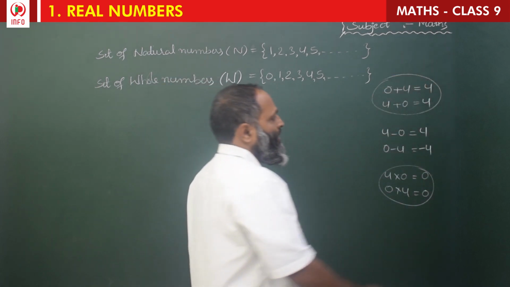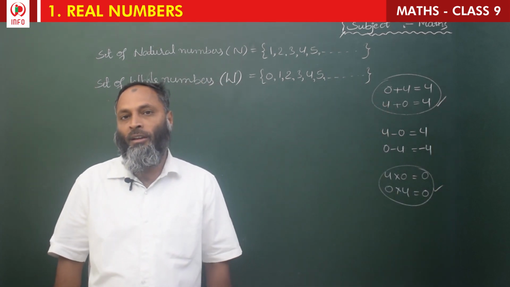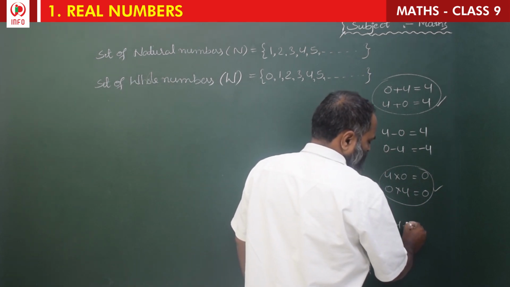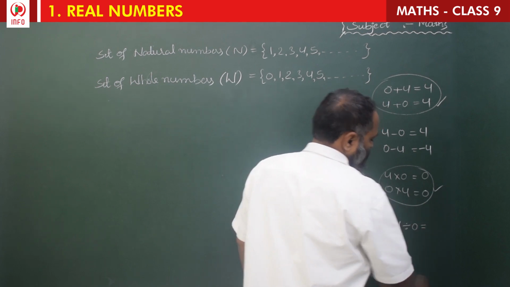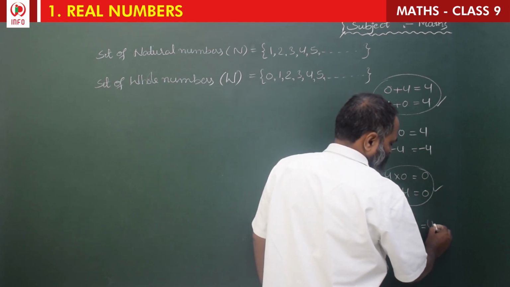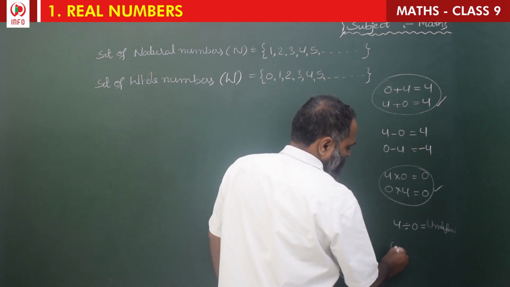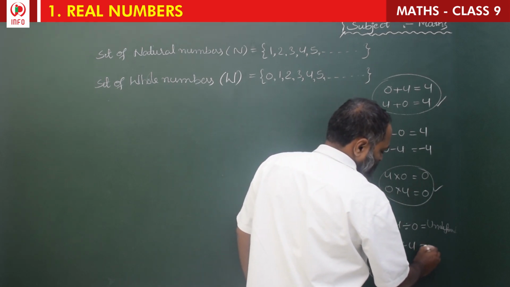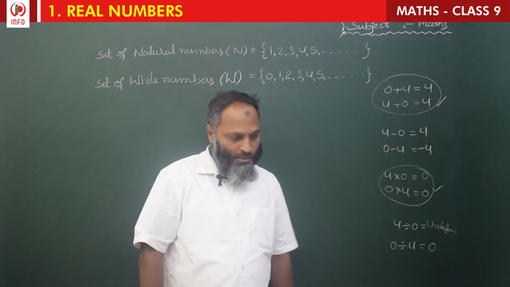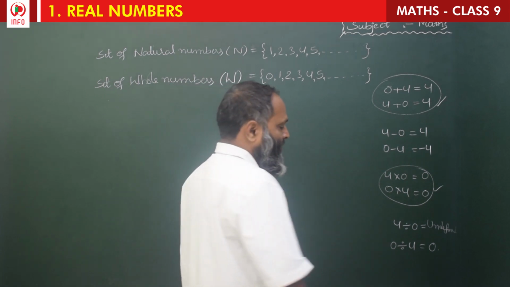So, in these both cases commutative property is applicable when we operate with 0. Then divide: 4 divided by 0 is undefined. 0 divided by 4 is 0, but 4 divided by 0 is undefined. Why is it undefined?